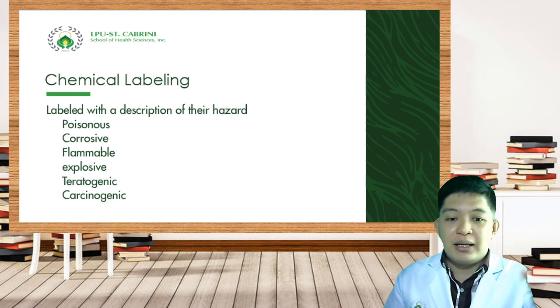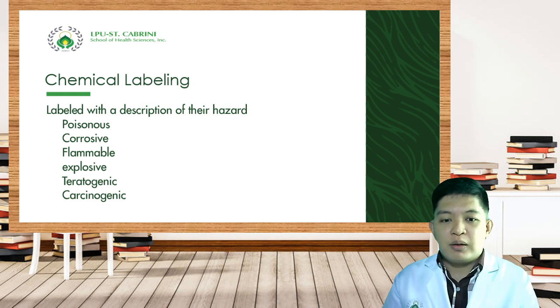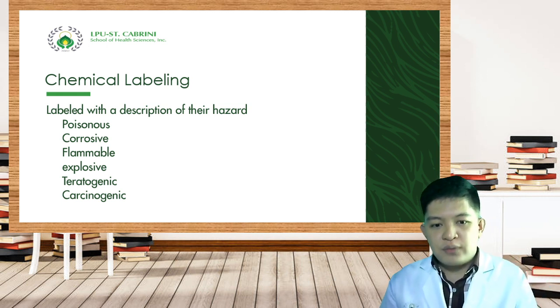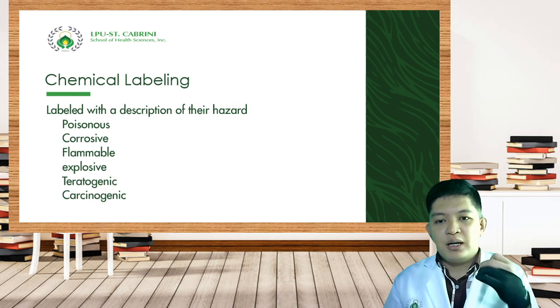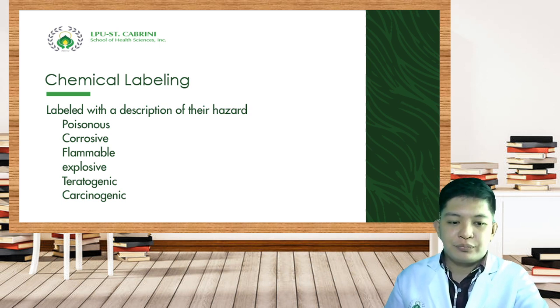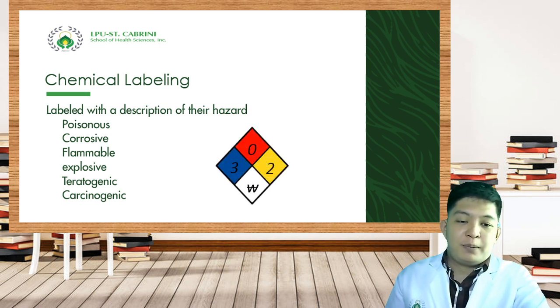Yung chemical labeling, dapat sinusunod. The chemical should contain, is it poisonous? Is it corrosive? Flammable po ba siya? Explosive po ba siya? Teratogenic po ba siya? Or carcinogenic? The label of the chemical should contain the following. Yan. Applying the NFPA symbol.